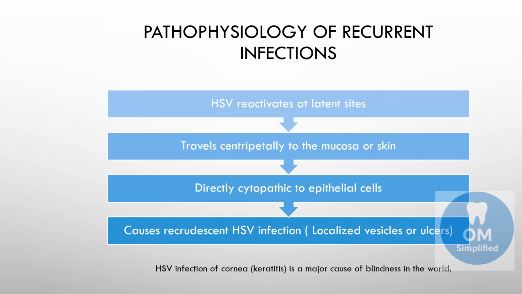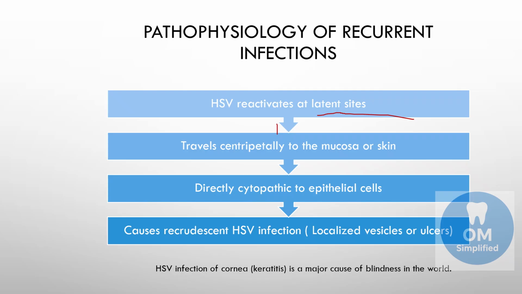Now, once there is a hit in the immune system, either by stress, menstruation, any medication, or lack of sleep, the HSV reactivates at the latent site. It travels centripetally to the mucosa or the skin, and it is directly cytopathic to the epithelial cells. It causes recrudescent HSV infections that are localized vesicles or ulcers.